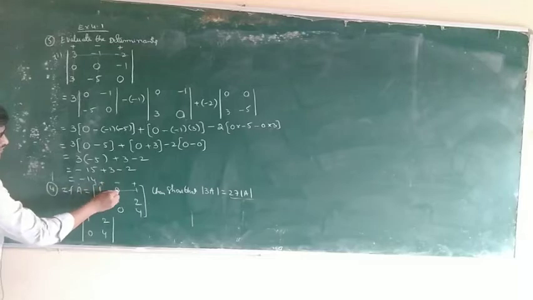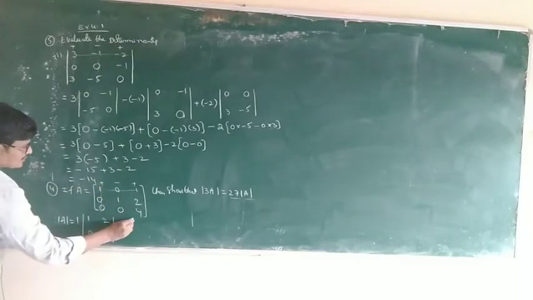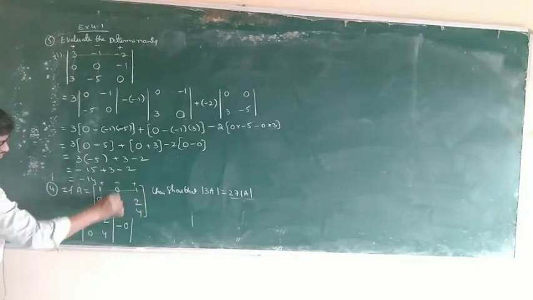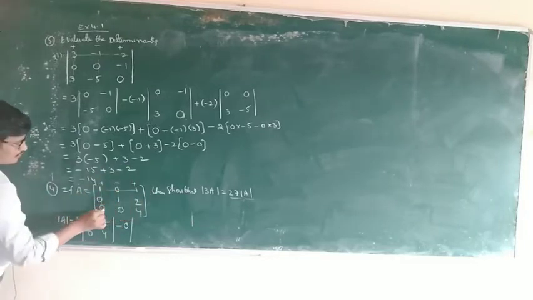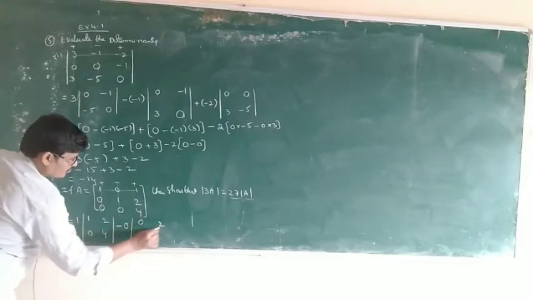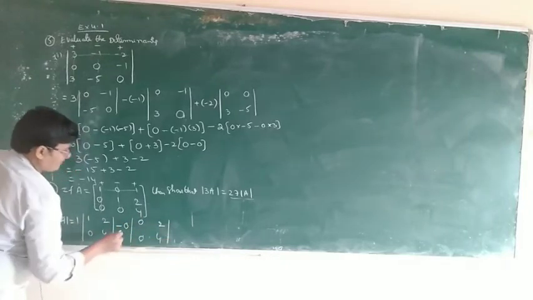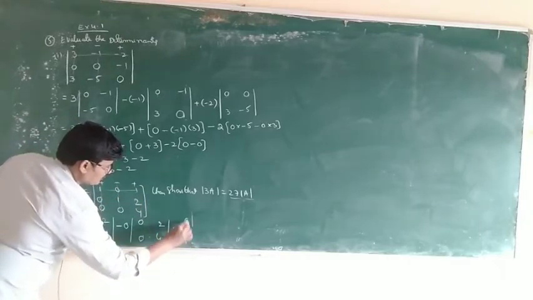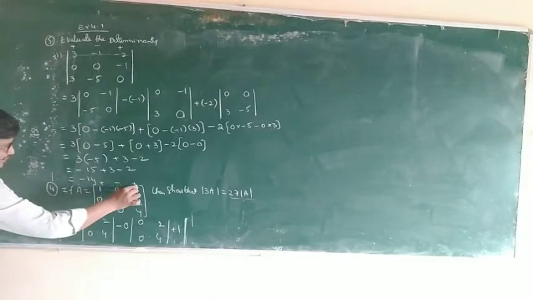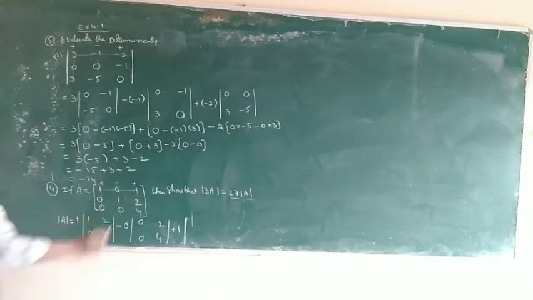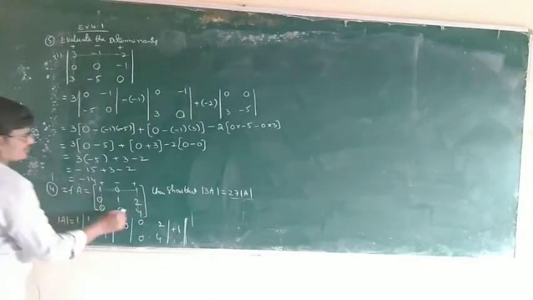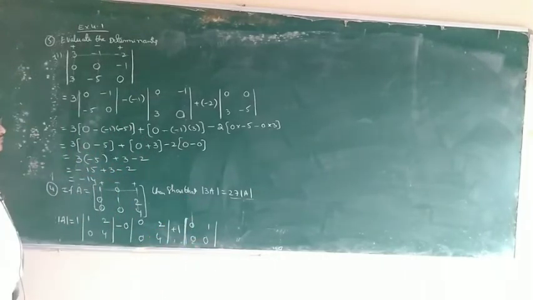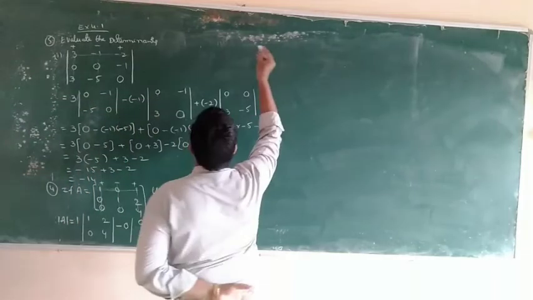Next minus 0 into the determinant with the corresponding row and column removed, which is 0 2, 0 4. Next plus 1 into the determinant with the corresponding row and column removed, which is 0 1, 0 0. Okay, next.